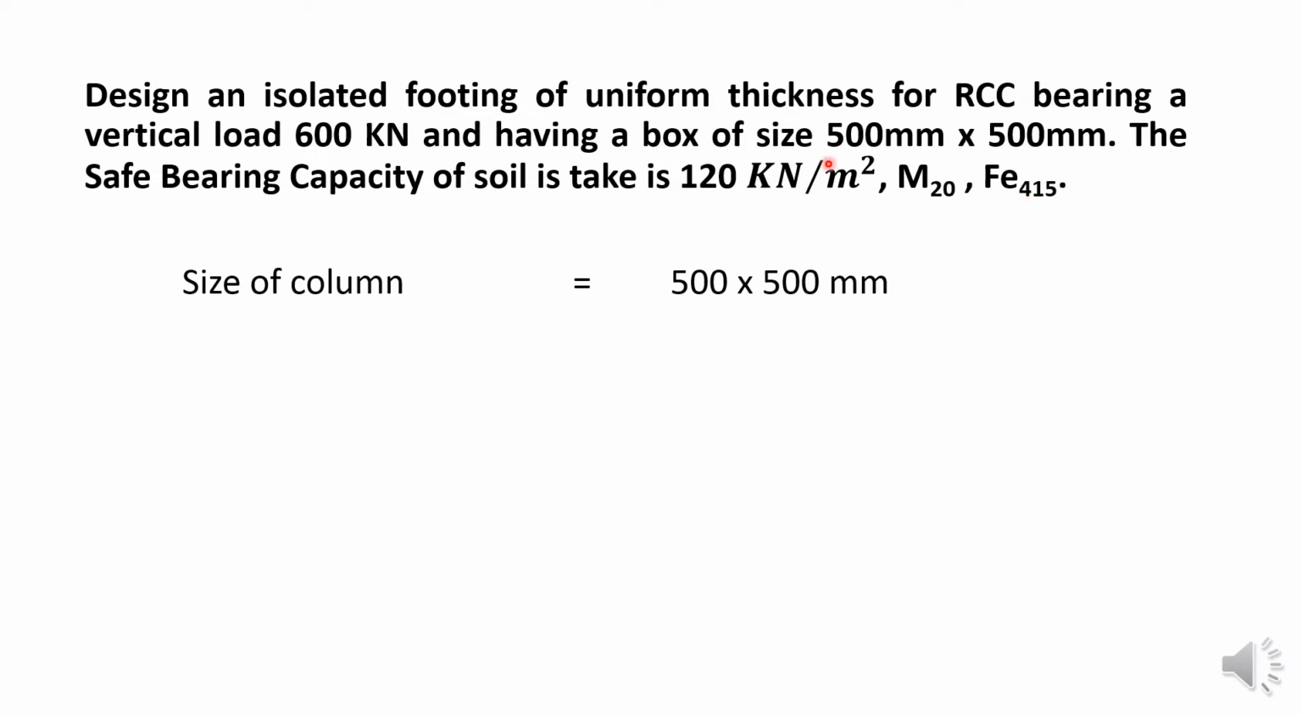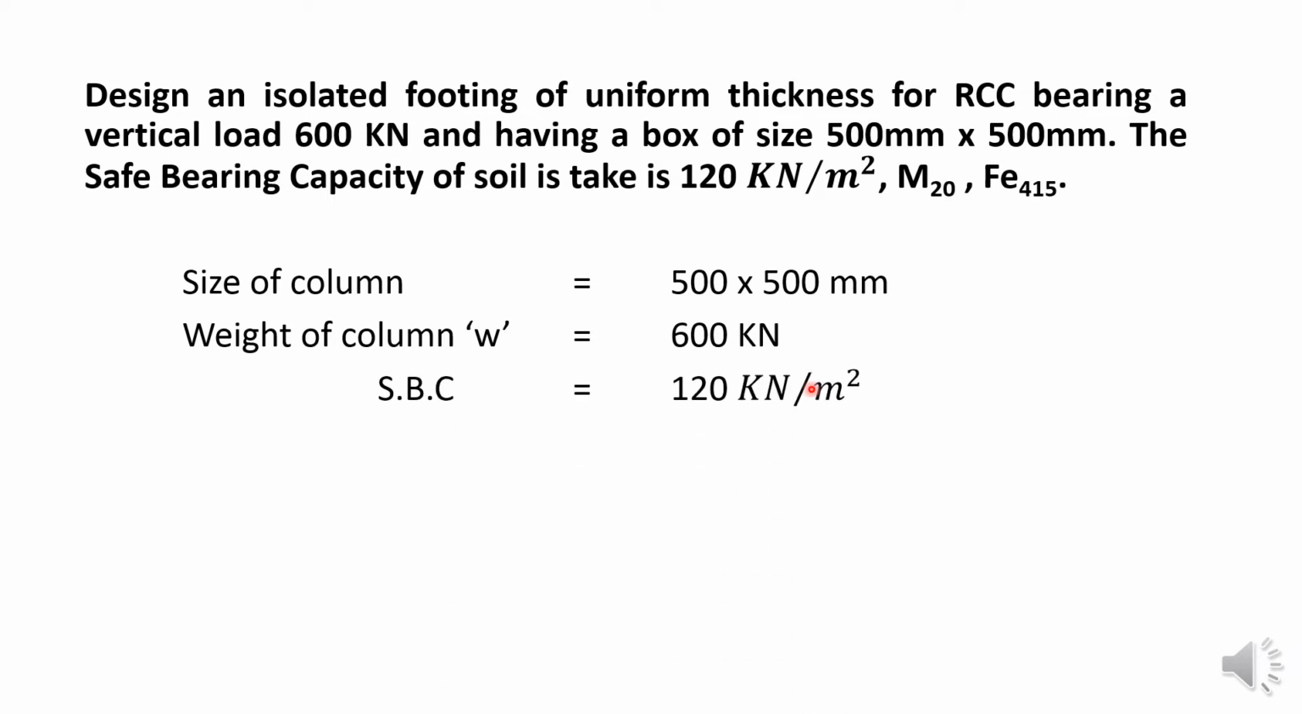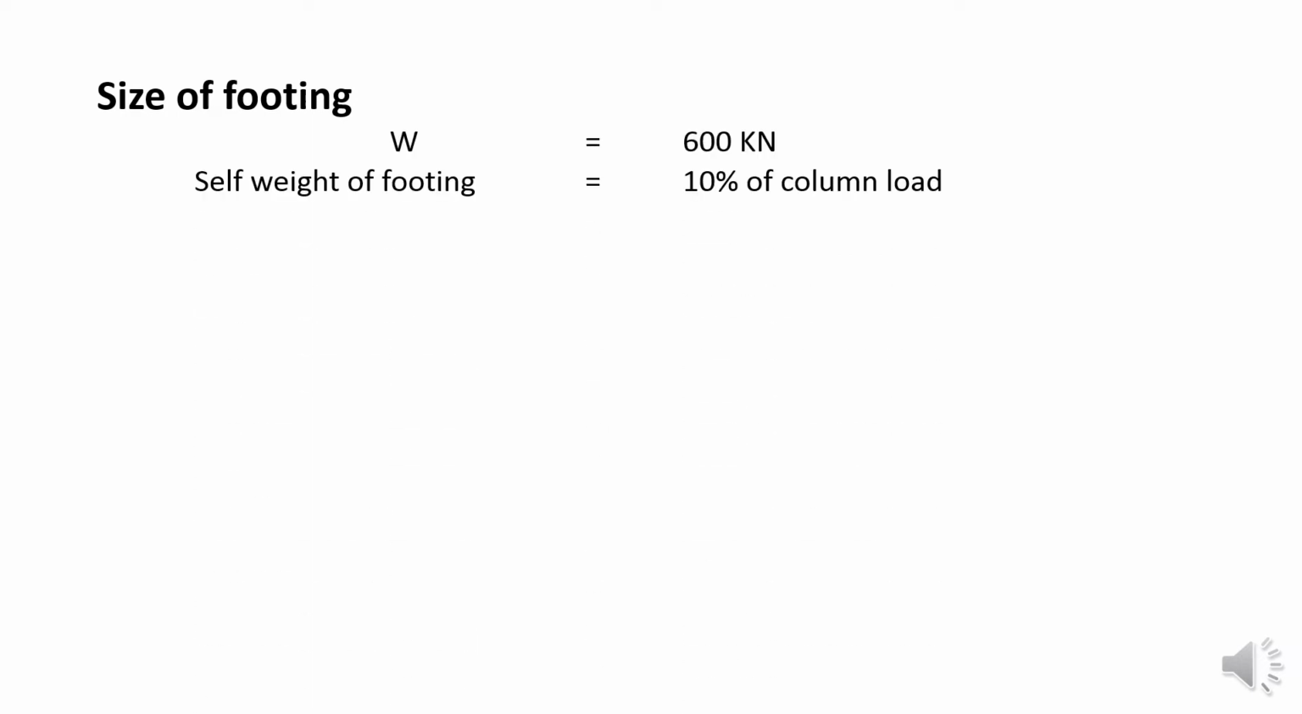So the size of the column is given as 500 by 500. The load is 600 kN. The safe bearing capacity is 120 kN per meter square. The characteristic tensile strength is 415 Newton per mm square, and fck is equal to 20 Newton per mm square. So next we will find out the size of the footing.